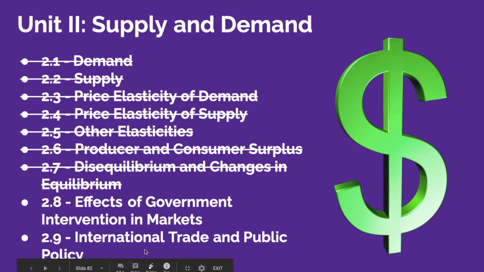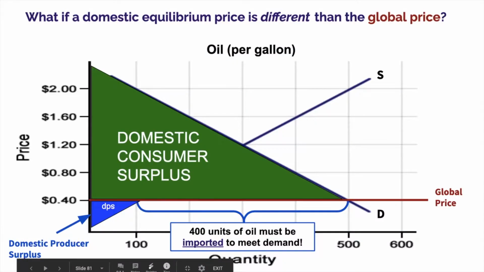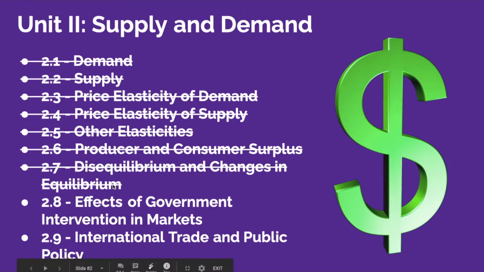Now, we actually already covered a little bit of this international trade stuff at the end of yesterday's notes when we looked at shortages and how sometimes shortages are imported from other countries to meet the gap in quantity supplied and quantity demanded. So we've already gotten a little bit into that. Our main focus is going to be here in section 2.8. So let's take a look.